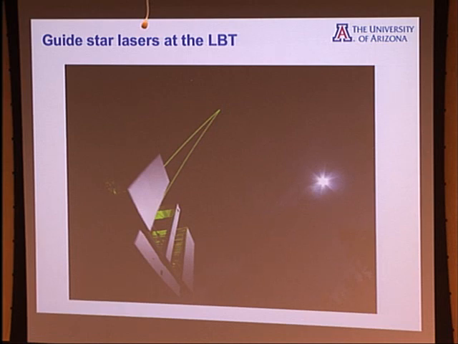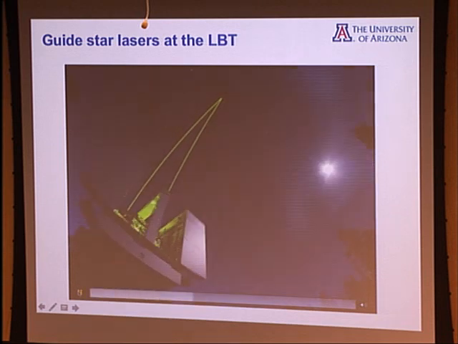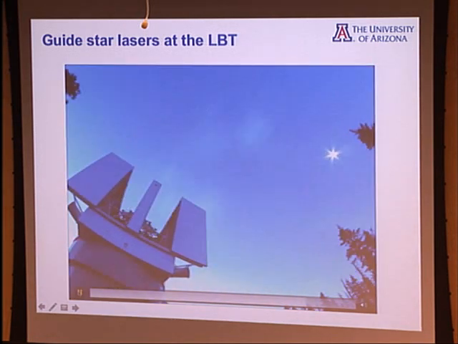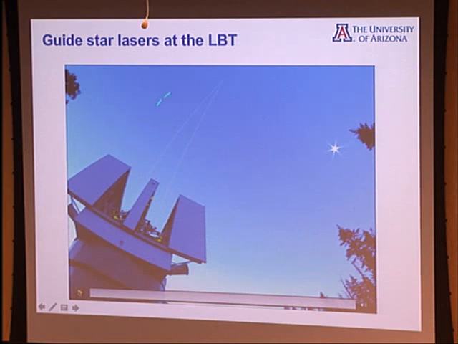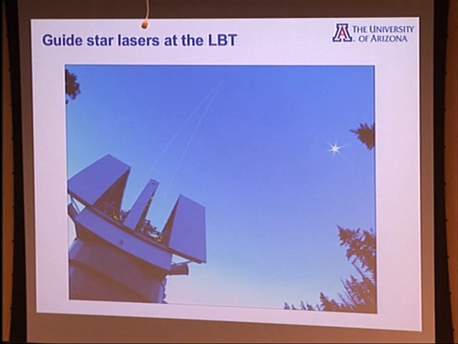Here are two halves of the LBT with lasers coming out of them in a nice time-lapse video. This is the moon, by the way, as we approach dawn. And you can see the lasers shooting up. Each one of these is, in fact, a constellation of three, but they're close enough together that you can't resolve them in the picture. So there are actually six laser guide beacons being sent up from the LBT here.